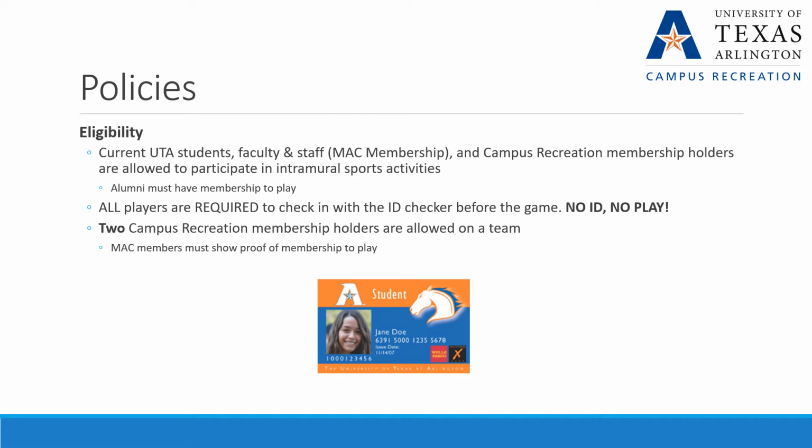Eligibility to play intramural sports is available to current UTA students, faculty and staff that have a MAC membership, and campus recreation membership holders. All of these are allowed to participate in intramural sports activities. Alumni must have a membership to play. All players are required to check in with the ID checker before the game. If you don't have your ID, you cannot play that night. Two campus recreation membership holders are allowed on a team, maximum. The MAC members must show proof of membership to play.